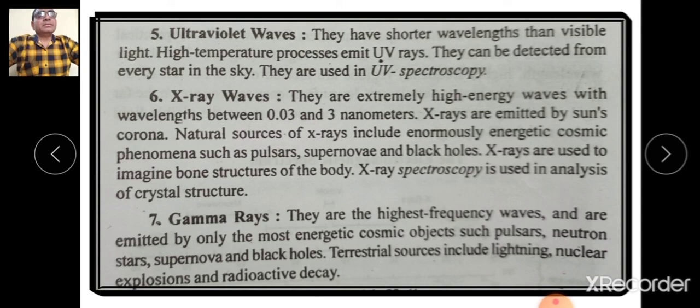Thus, I am going to conclude my today's lecture with this. See the spectroscopic chart and the regions of wavelengths.